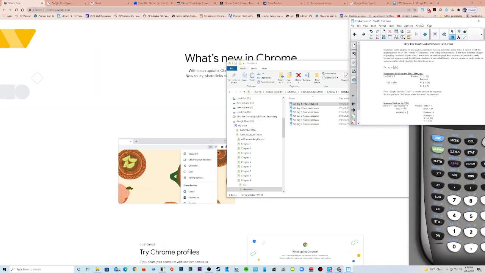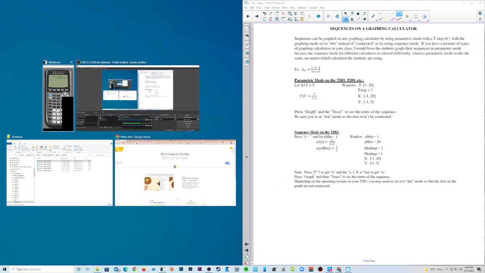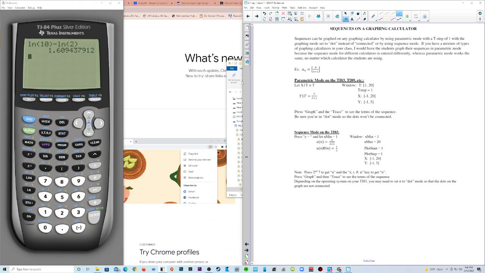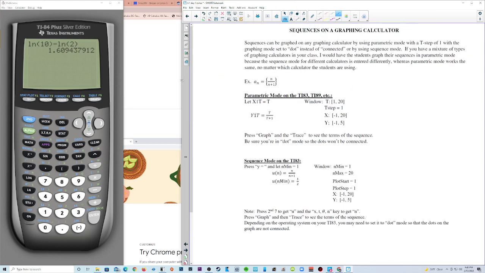Can I slide this over? Hey, what's new in Chrome? Chrome must have updated. Come on. Oh, I had it.